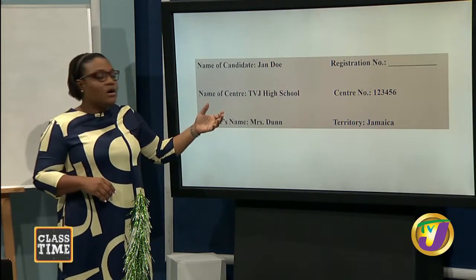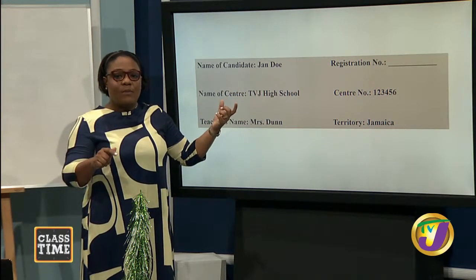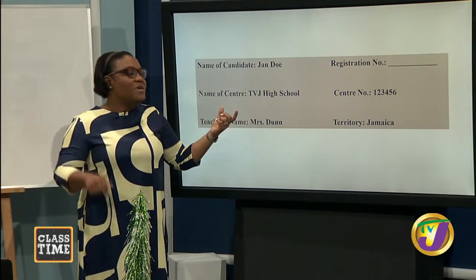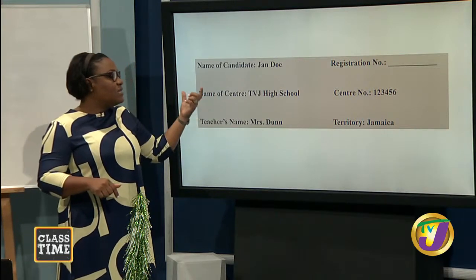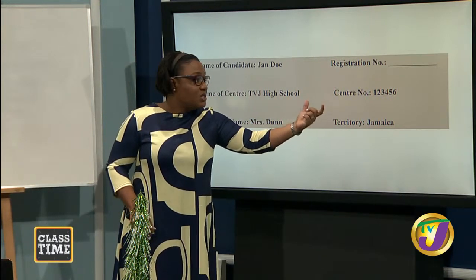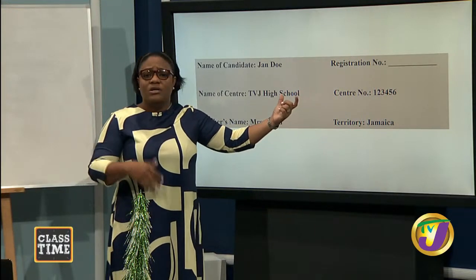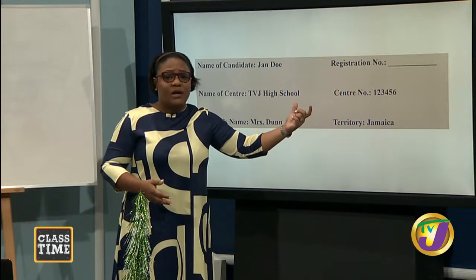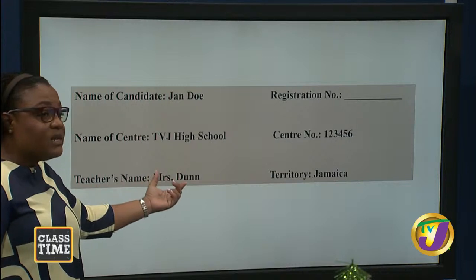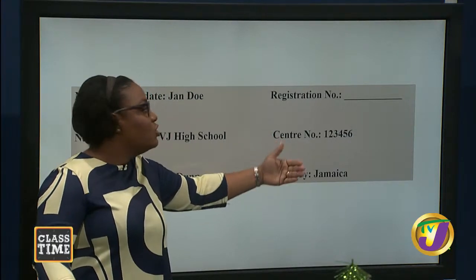The name of the center is the school in which you're going to sit the exam and do the actual practical examination where you'll be assessed. And every center has a unique center number to it. It's 6 digits. And you can get that easily from your subject teacher or administration from your school. Actually, you should know that from Fort Farm. Your teacher's name or the assessor's name, some persons may have that. Your territory, you are in Jamaica.